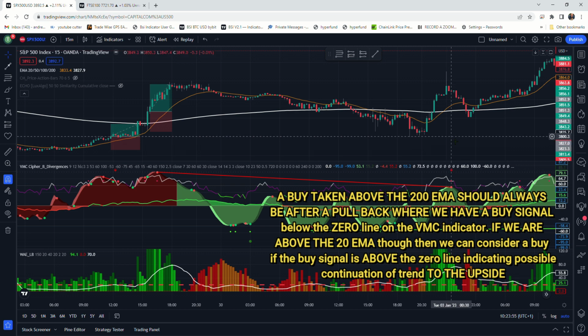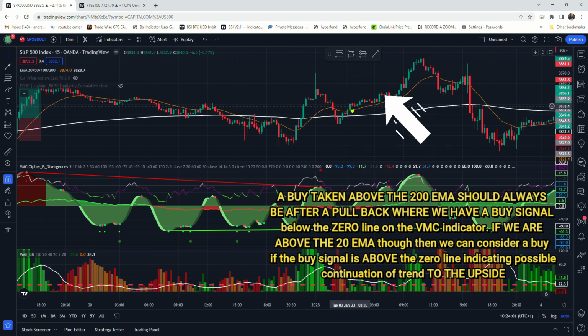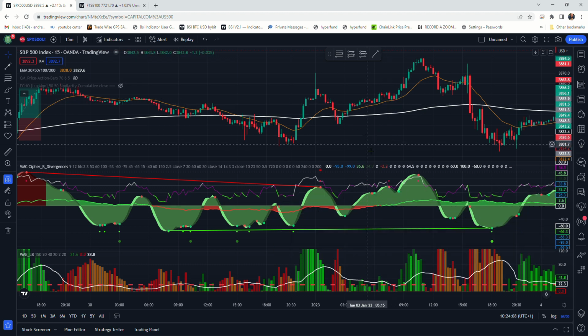Okay. Same thing happens again here. We've broken through the 200. So this was in buy territory. We're above that 20 EMA, which is great. We've got the line above and we've got some candles above, so we could take a buy. Is there a buy signal here? No, there's one back here, but that's outside our 90 minutes.